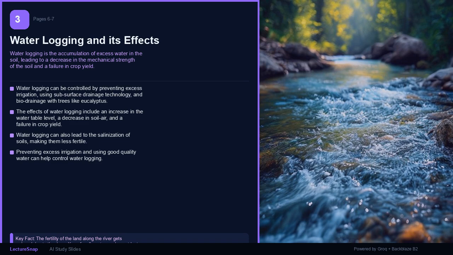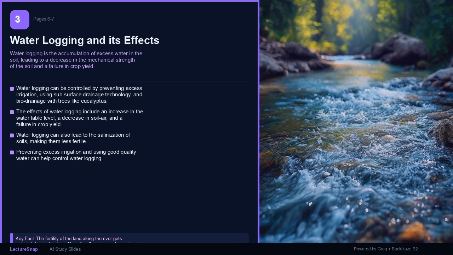Let's think about it this way. Imagine a field where crops are growing. If the soil is too wet, the roots of the plants can rot, and the crops can fail. This is what happens in water logging. The excess water can also lead to the salinization of soils, making them less fertile. To control water logging, we need to prevent excess irrigation and use good quality water. For example, in some regions, farmers use subsurface drainage technology to remove excess water from the soil. This can help prevent water logging and ensure a healthy crop yield.